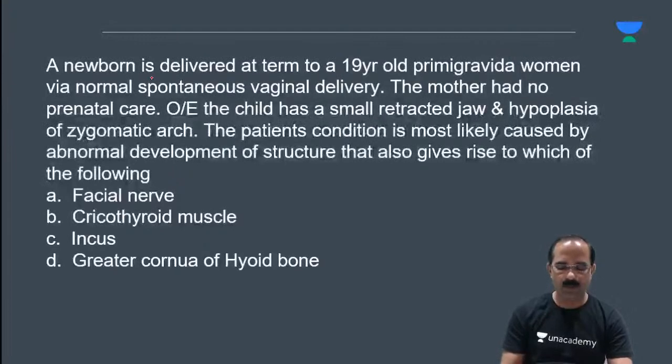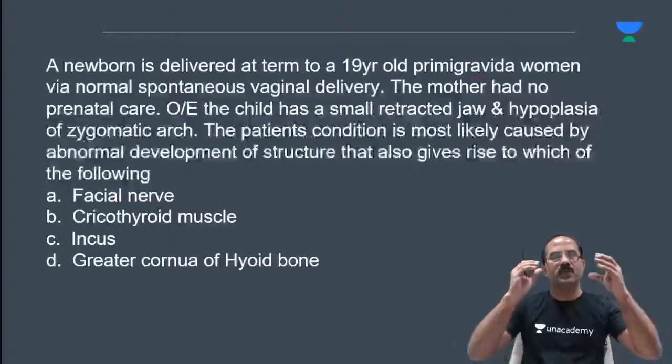A newborn is delivered at term to a 19-year-old primary gravida woman with spontaneous vaginal delivery. The mother had no prenatal care. On examination, the child has a small retracted jaw and hypoplasia of the zygomatic arch. The patient's condition is most likely caused by an abnormal development of structure that also gives rise to the following. Yes, what do you say?